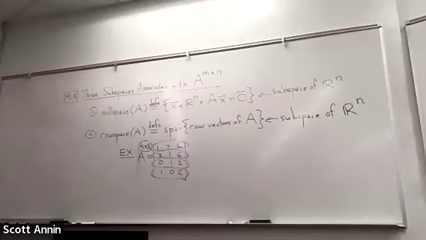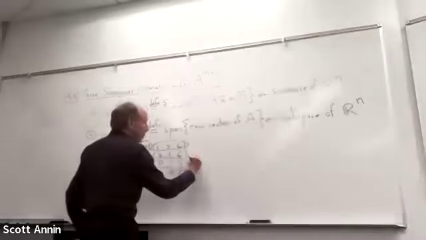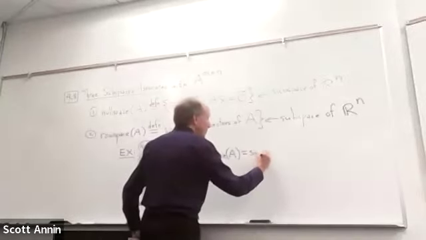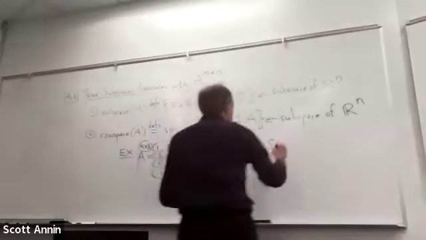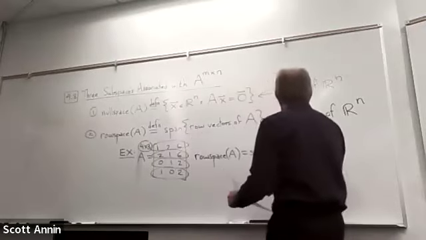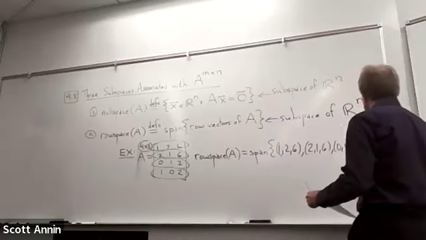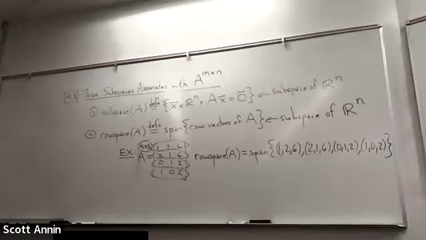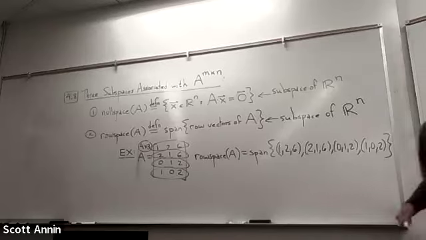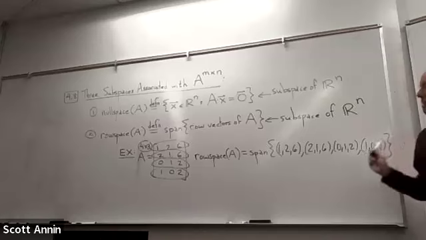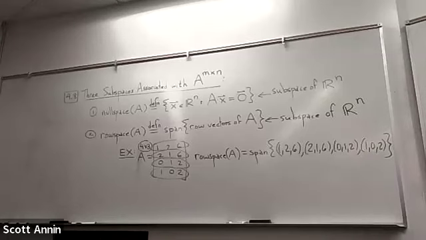Essentially, I lost my page of notes here. So in this example, the row space, let's just write this here for the example. It is the span of the vectors (1, 2, 6), (2, 1, 6), (0, 1, 2), and (1, 0, 2). That's the definition of what the row space is. Now, I'm wondering if anybody has a guess as to what the dimension of this row space is.